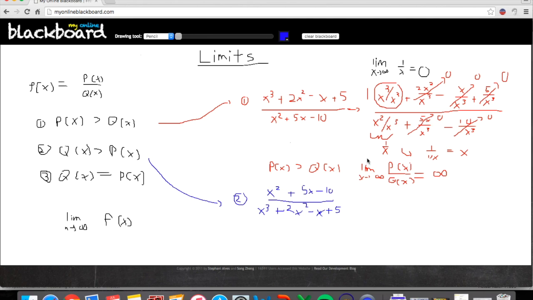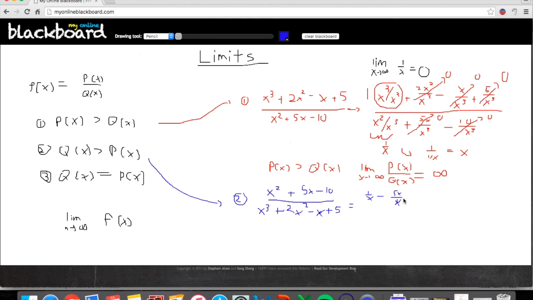So we're going to do the same process. We're going to divide every term in here by the highest power being x cubed. So x squared over x cubed is going to be 1 over x. Now every term after this will be as such. We have 5x over x cubed, that's going to go to 0.